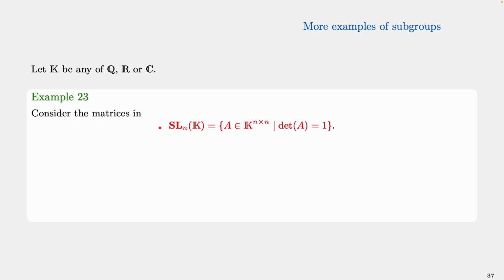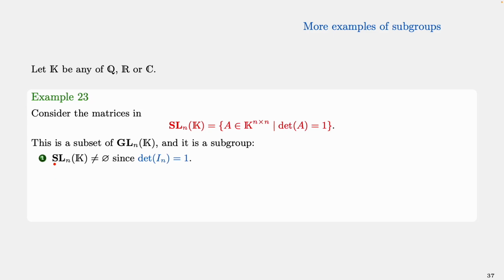So here I define the set SLN of K to be the set of n by n matrices A whose determinant is equal to 1. And I claim this is a subset of the general linear group and indeed a subgroup. Recall this one was the set of matrices whose determinant is different from 0. So clearly if the determinant is 1, it has to be contained here, so it's obviously a subset. But we also want to convince ourselves that this SLN is a subgroup.